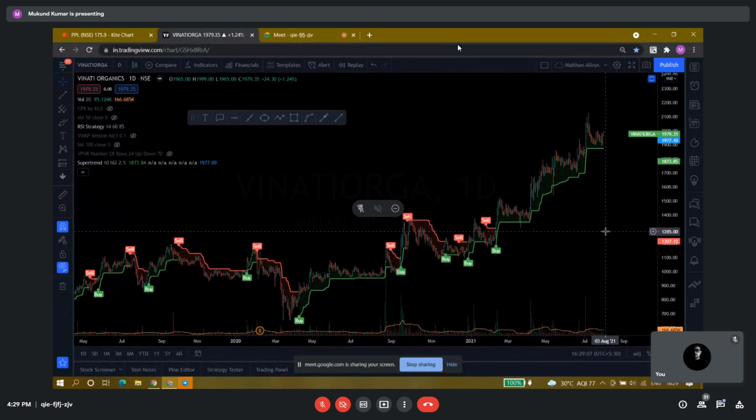I hope this supertrend trailing stop loss concept is clear to you. If you don't have any query, you can tell me and I can wind up this session. But if you have a query, please ask me because time is very precious.